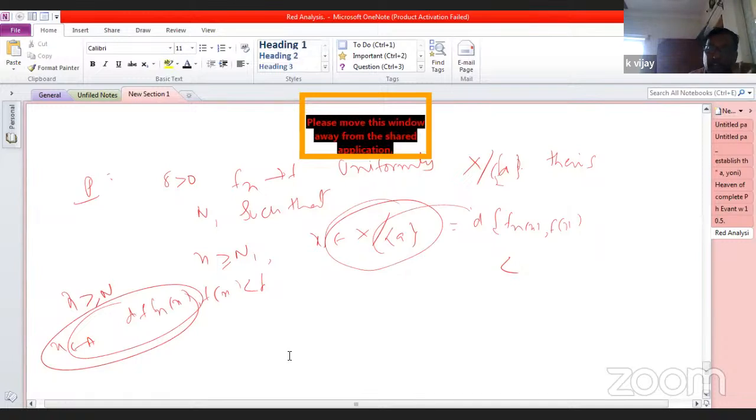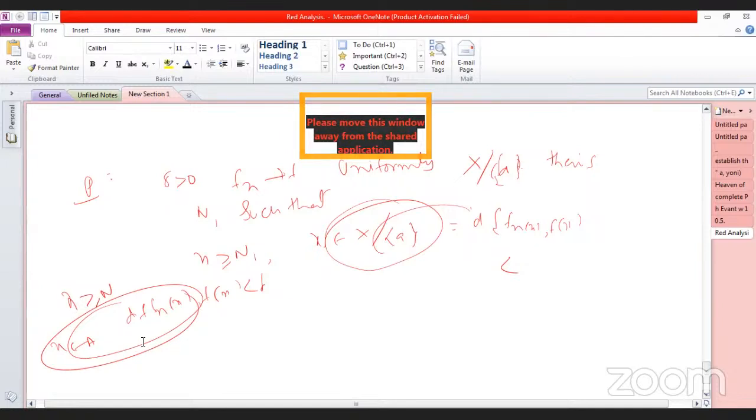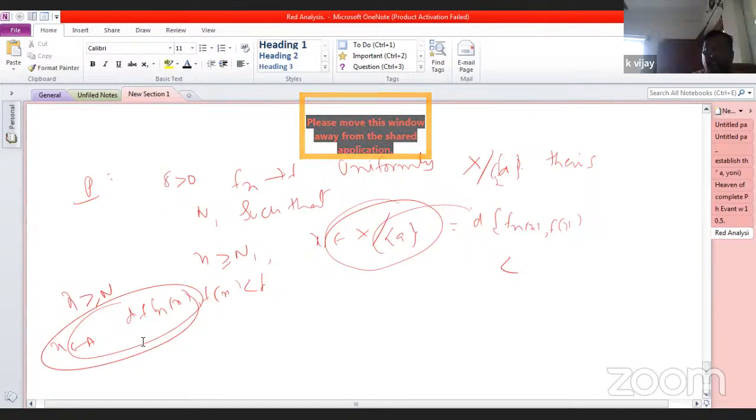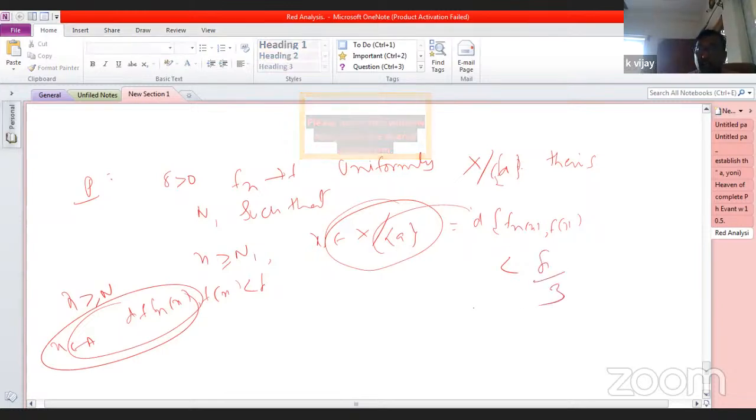Now n greater than n1, x belongs to x minus a, d of f of n of x and f of x less than delta, we assumed. Yes, sir. Then for n greater than n1, x belongs to x minus a, this is d of f of n of x, f of x is less than delta by 3.